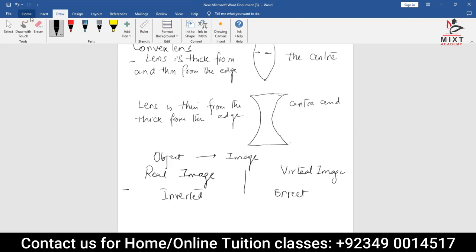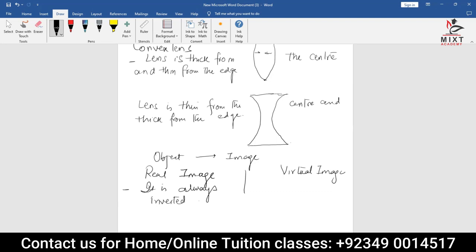So the first difference between real and virtual images is that a real image is always inverted. It means that your eye and my eye actually develop an inverted image of every object. Do you know that? In our eyes, all the objects, whatever you see, are inverted. The image formed at your retina is inverted. The question is, how come you see those images straight?